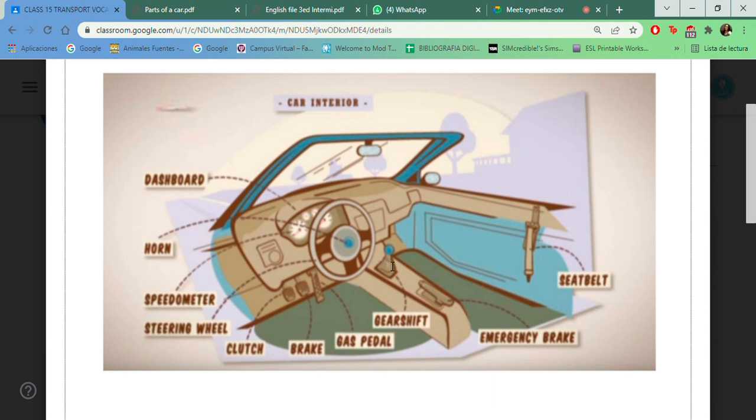What we can find inside, okay? Let's see the most important ones. Here we have the steering wheel. This is called the steering wheel, okay? Then we have the horn in the middle that makes noise, right? Then we have the seat belt that you already know, the seat belt. And manual cars have a manual gear shift, what we call gear shift, okay?